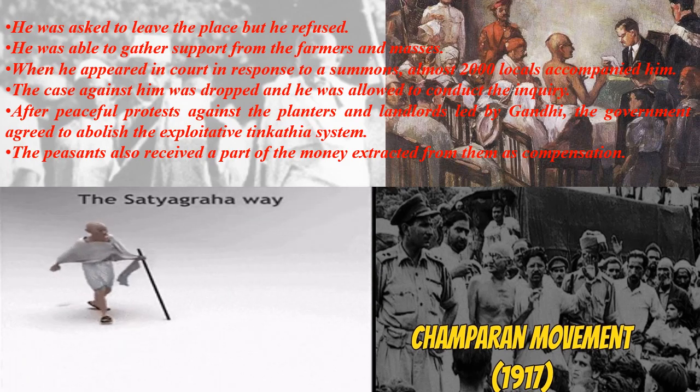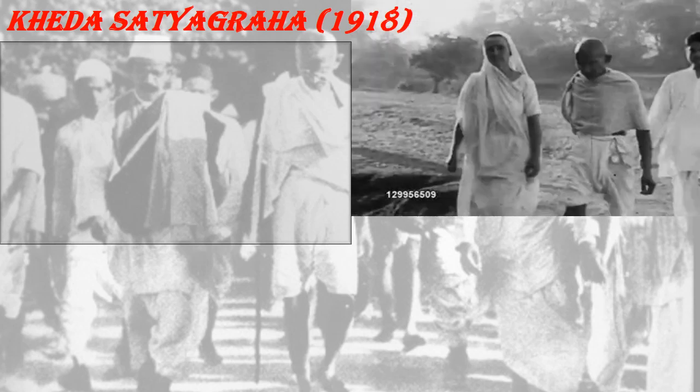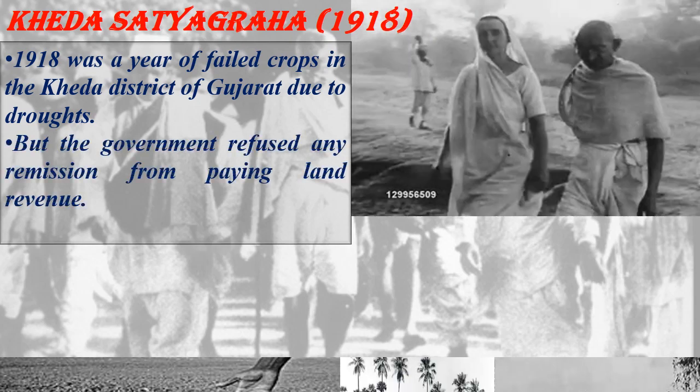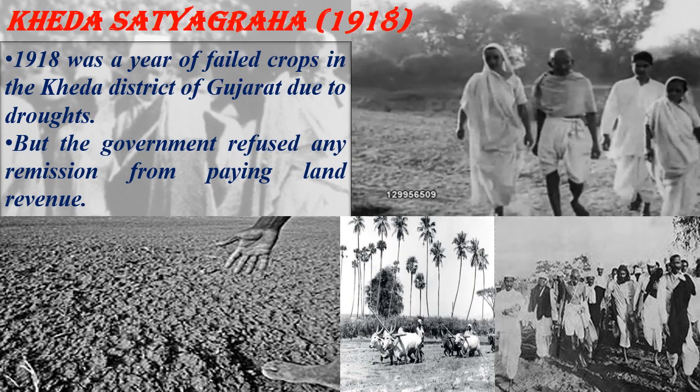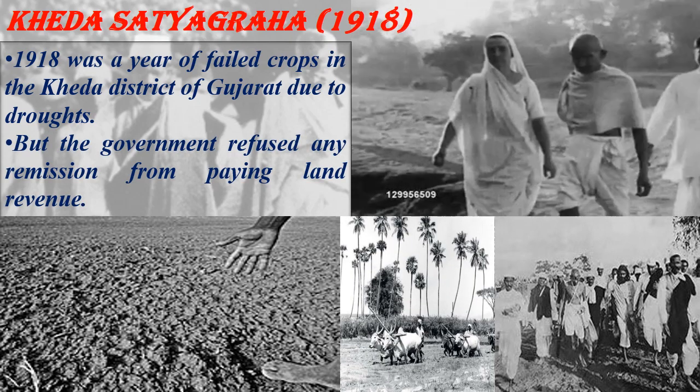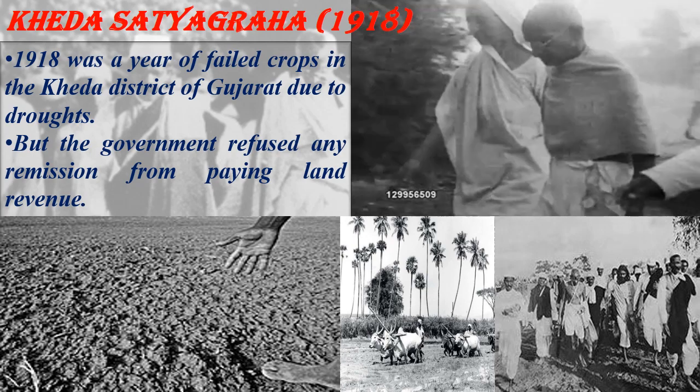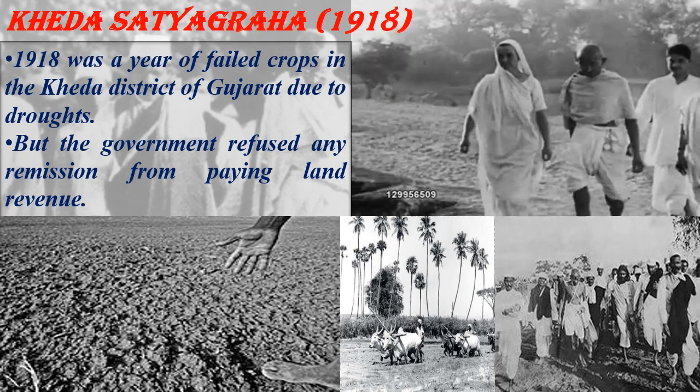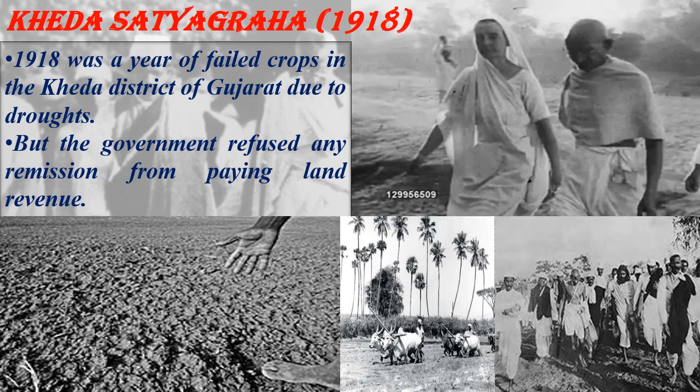Now we'll learn about the Kheda satyagraha. I'll discuss some of the points over here, which started in 1918. So 1918 was a year of failed crops in Kheda district of Gujarat due to drought. As per law, the farmers were entitled to remission if their produce was less than a quarter of the normal output. But the government refused any remission from paying land revenue.